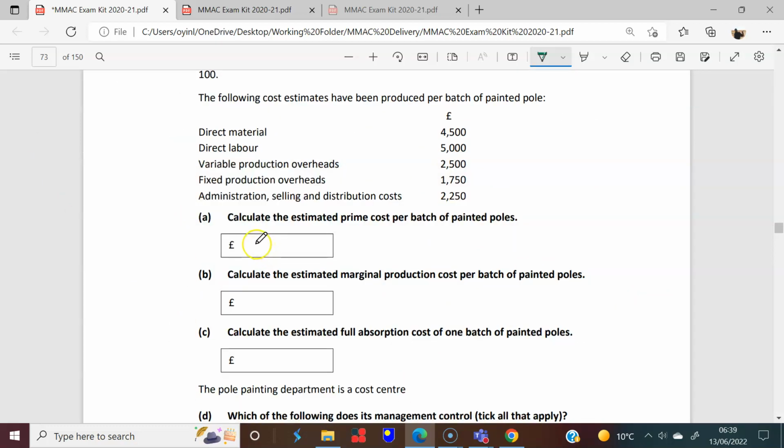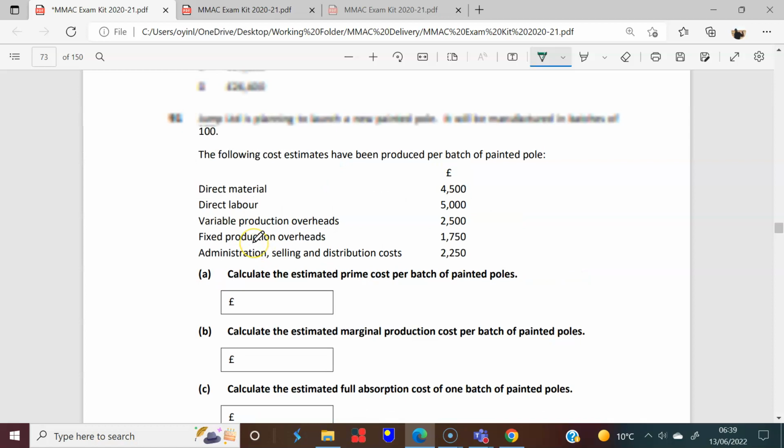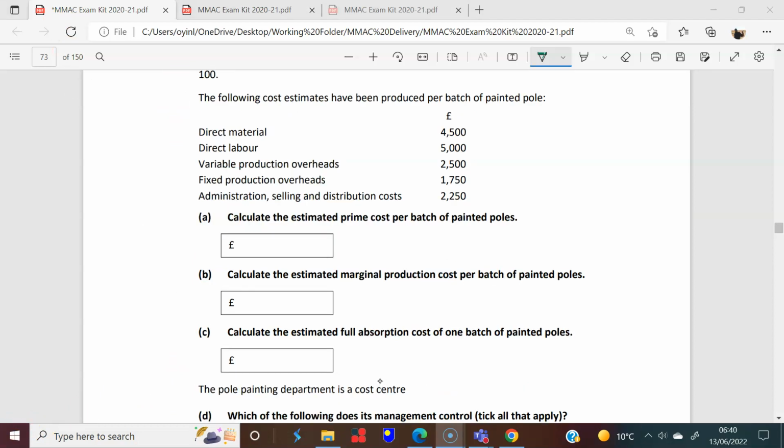Let us look at the situation in question 91. Okay, let's see what's going on here.